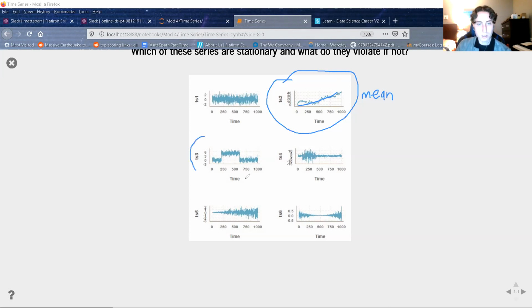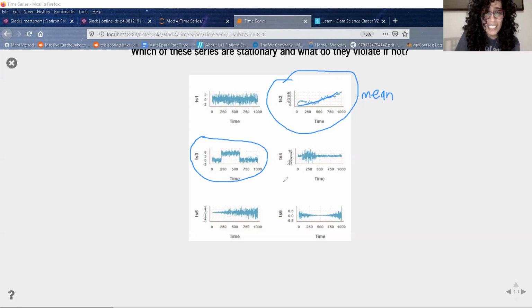Okay, what about TS3 here? Juliet, what do you think? Is this stationary or not stationary? I'm going to say that is non-stationary. Okay, and why? It looks maybe like the variance is not constant. Right. Here we can see it sticks out a little bit, but then up here it's out a lot. So the variance changes over time. It's not consistent on both sides of the mean.